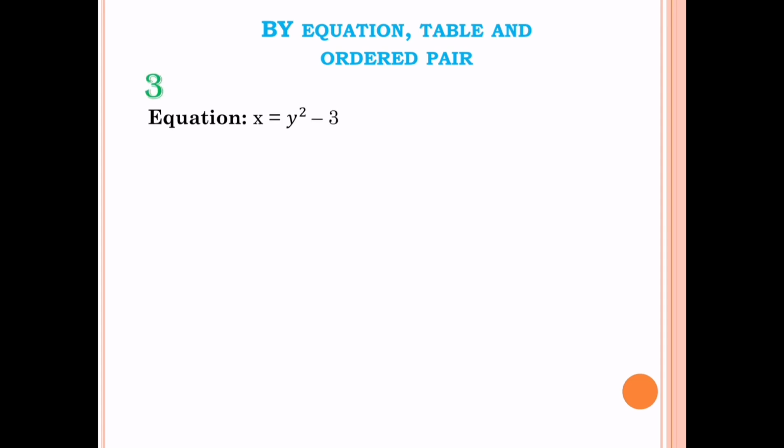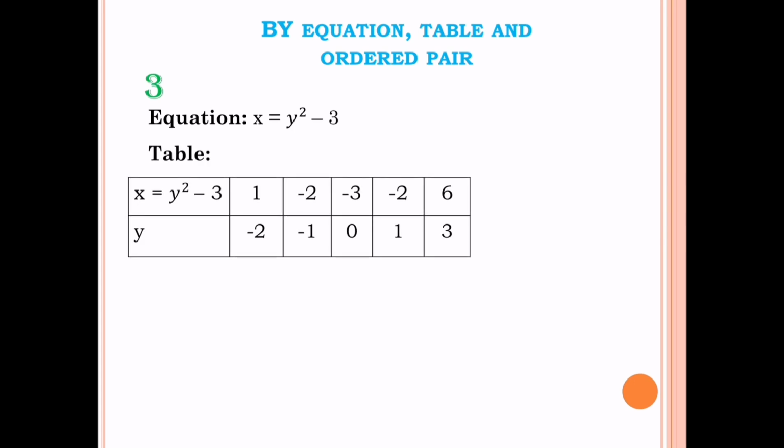So let us have this equation, x equals y squared minus 3. This time, we are going to change the independent and dependent variable. So we're going to use y as the independent variable, and assign values for y to get the values for x according to the given equation. So let's say we have y negative 2. We know negative 2 squared is positive 4, minus 3 is 1.